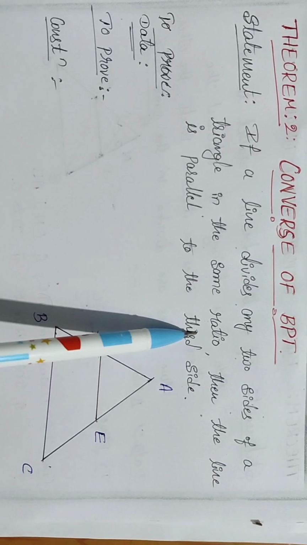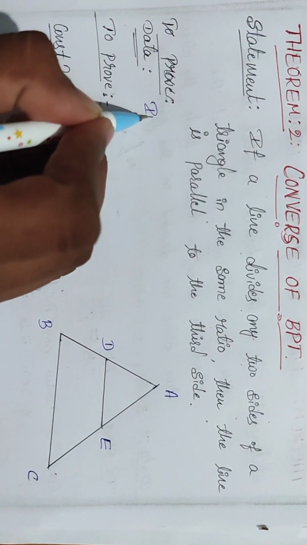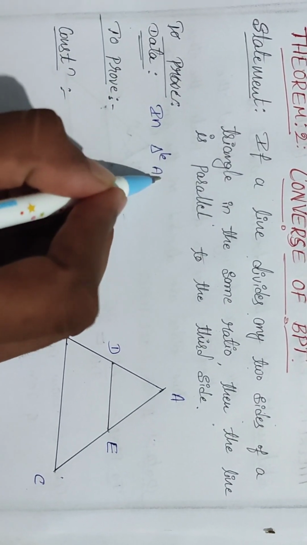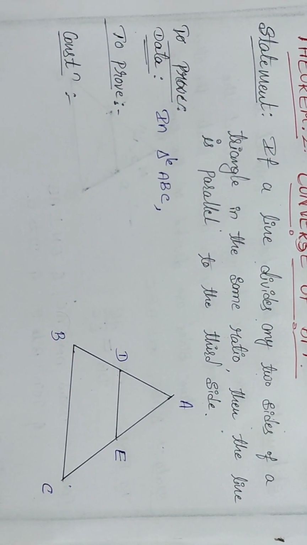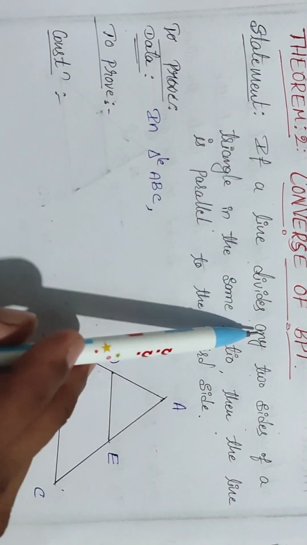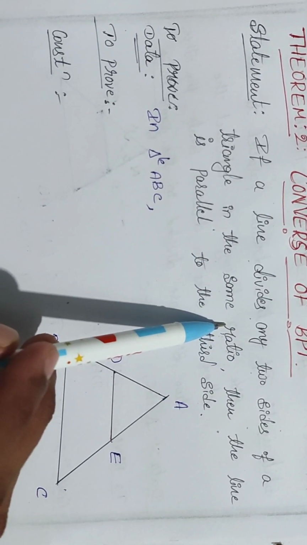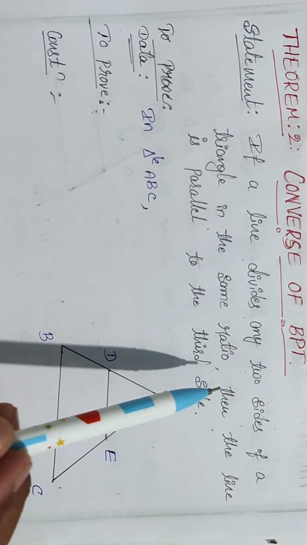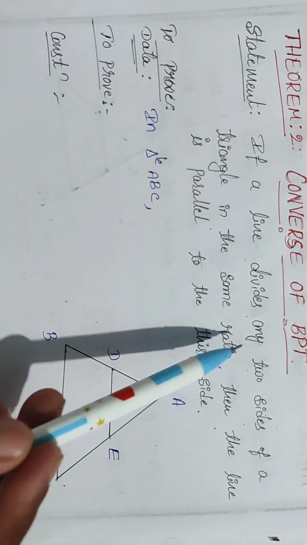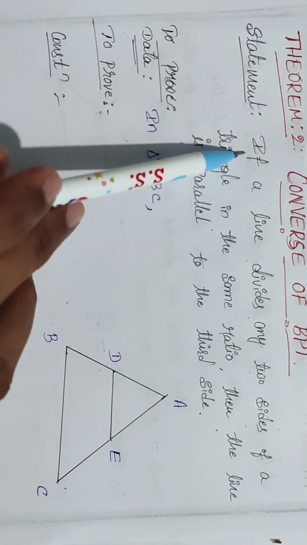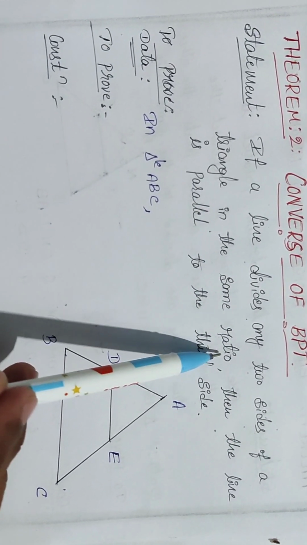So according to this, and by using a figure, we will write the data first, that is in triangle ABC, or ABC is a triangle we can take. According to the statement, if a line divides any two sides of a triangle in the same ratio, this is the first part of the statement. I have already told you in the last video, if we divide that statement into two meaningful parts, we can get the data as well as what we have to prove. The first part, if a line divides any two sides of a triangle in the same ratio, we can take as data.